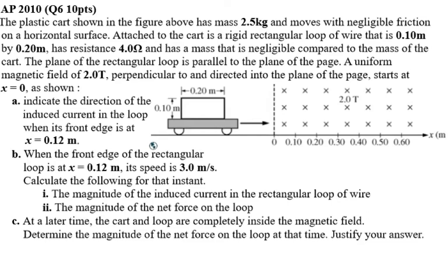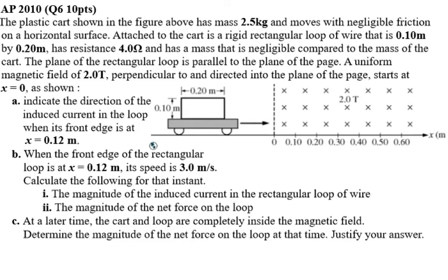Attached to the card is a rigid rectangular loop of wire that is 0.1 meter by 0.2 meter and has a resistance of 4 ohms and has a mass that is negligible compared to the mass of the card. The plane of the rectangular loop is parallel to the plane of the page. A uniform magnetic field of 2 Tesla, perpendicular to and directed into the plane of the page, starts at x equals 0 as shown in our picture.